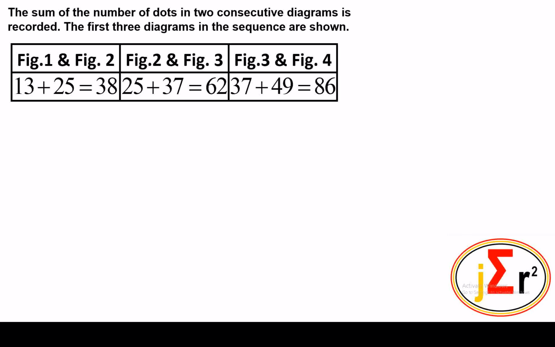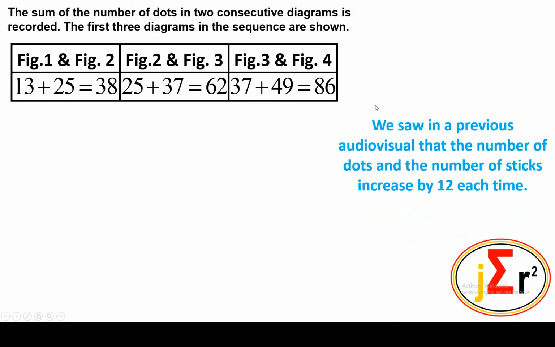The sum of the number of dots in two consecutive diagrams is recorded. The first three diagrams in the sequence are shown. And here we have them. Figures 1 and 2, figures 2 and 3, figures 3 and 4, and so on. But what we are doing is recording, well, we have recorded the sum of the dots in two consecutive diagrams, and that's what we have here.